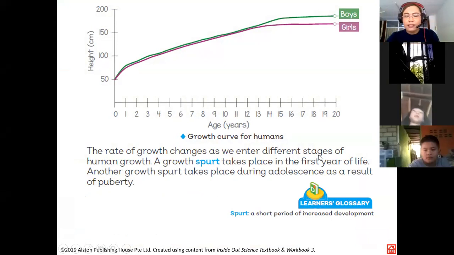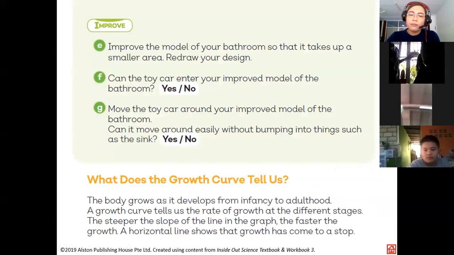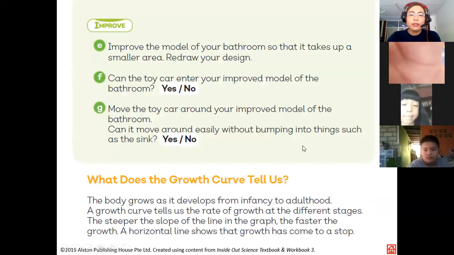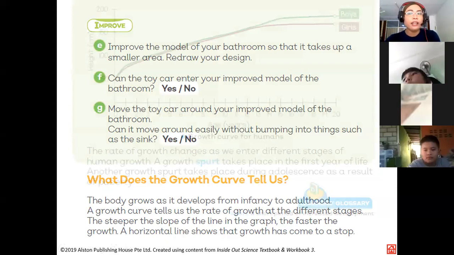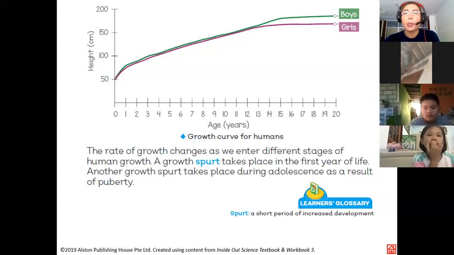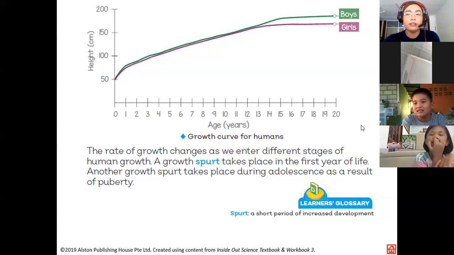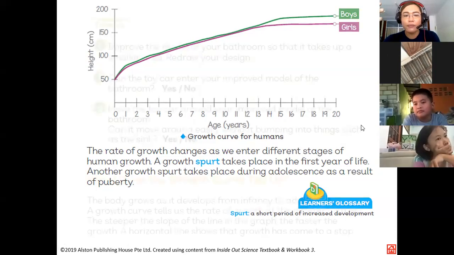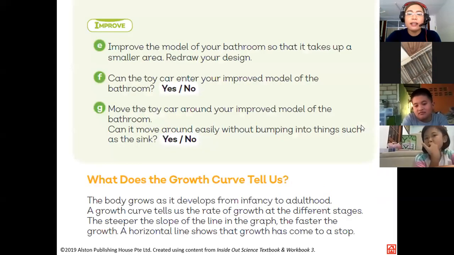Okay, so again, last time we discussed human growth. What does the growth curve tell us? Remember that our body grows and develops from infancy, then childhood, then after childhood, adolescence, and after adolescence, adulthood, and the last one is old age. Those are the 5 stages of human growth. A growth curve tells us the rate of growth at the different stages.